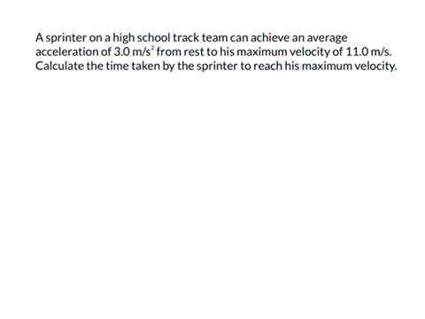So the problem we're going to look at is a sprinter on a high school track team can achieve an average acceleration of 3 meters per second squared from rest to his maximum velocity of 11 meters per second. Calculate the time taken by the sprinter to reach his maximum velocity.